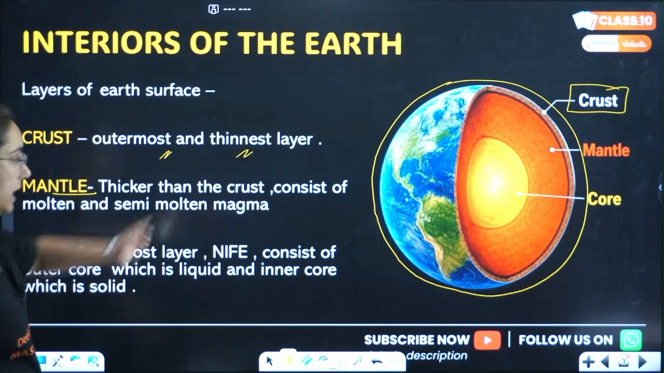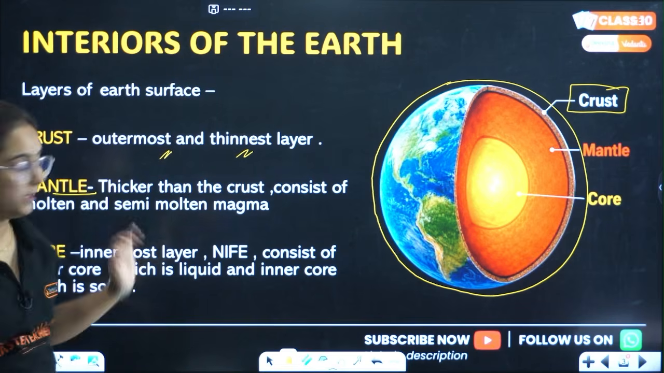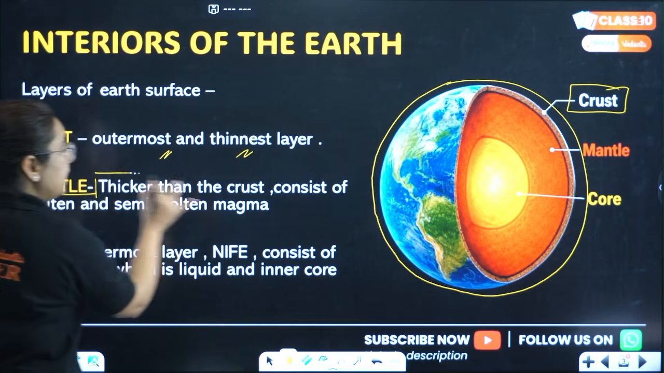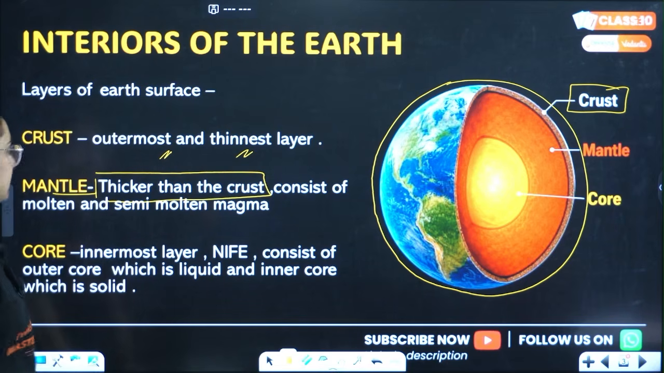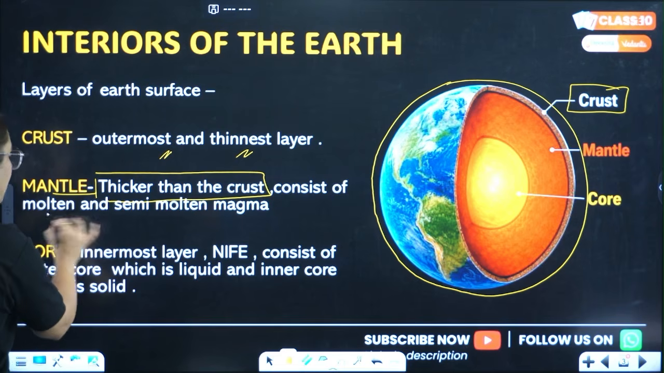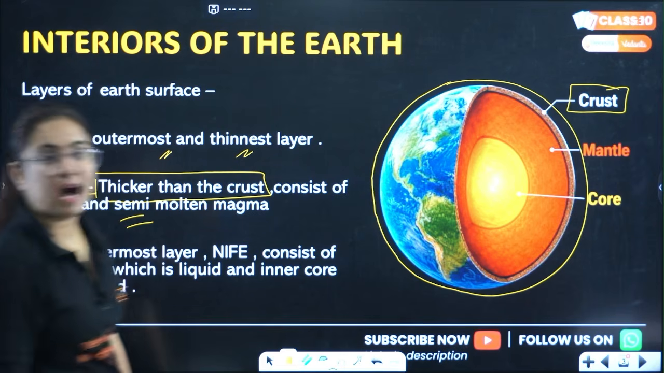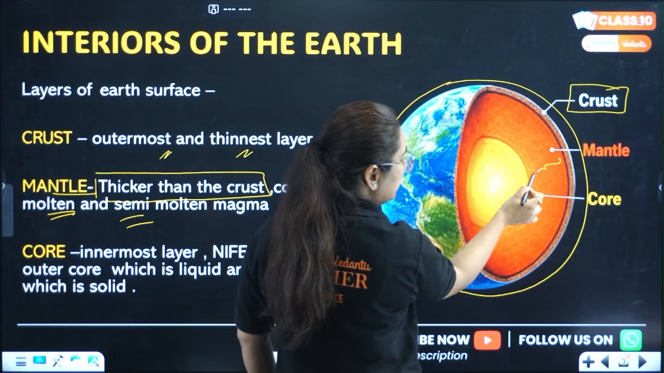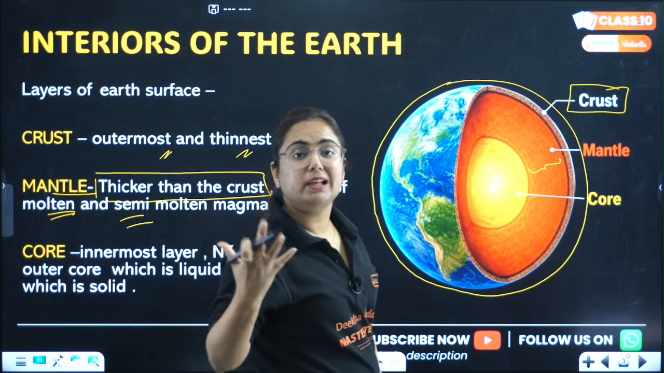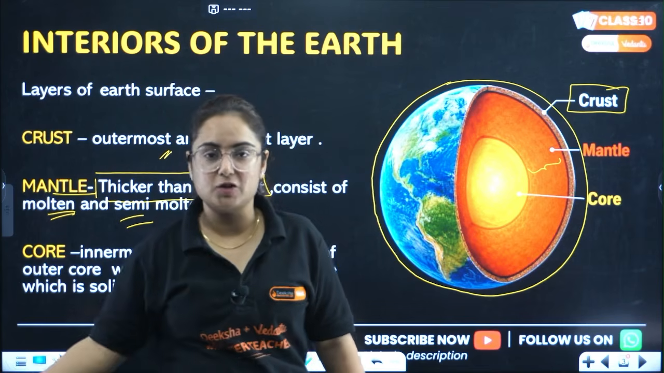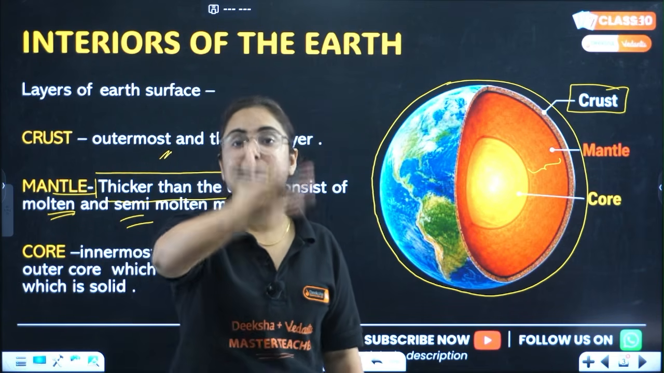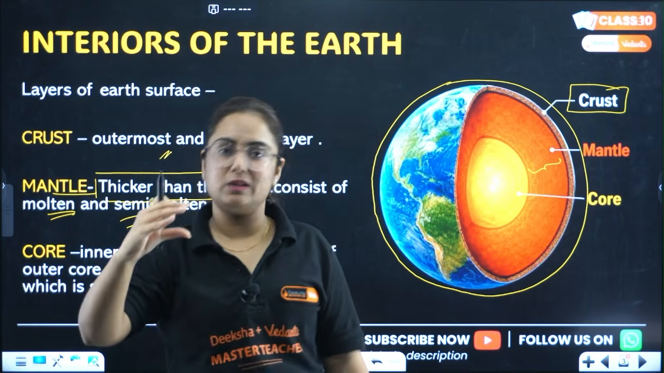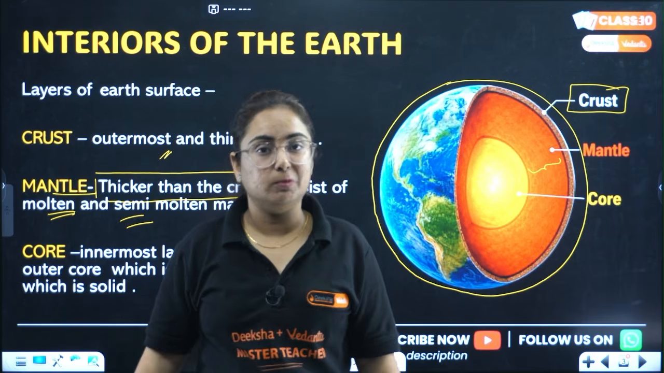Now as we move from crust to mantle, the thickness has increased. It's the layer which is thicker than the crust. It consists of molten as well as semi-molten magma. Like if I tell you, see, this is crust and this is particularly mantle. What is mantle made up of? Like when we see a volcanic eruption, what comes out of it? The lava comes out of it. The lava is actually the magma. When it is inside the earth crust, it is known as magma. When it comes outside the earth crust, it becomes lava.